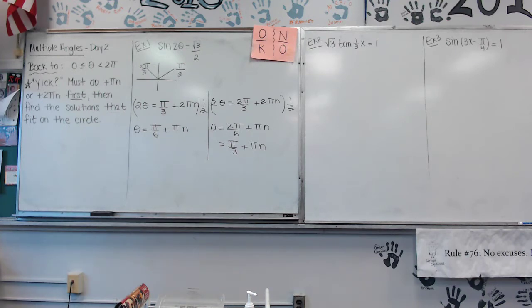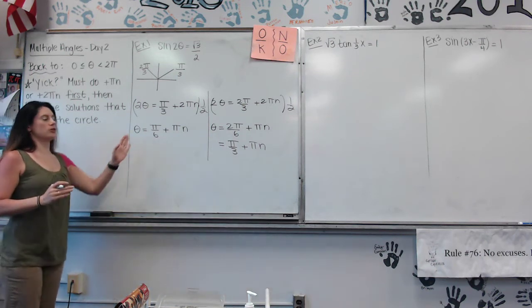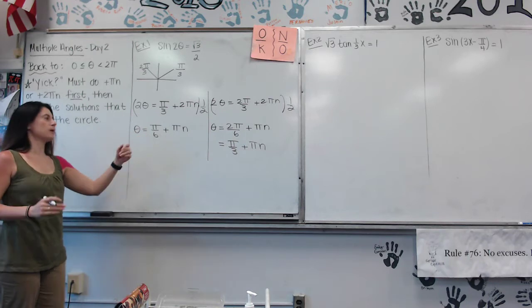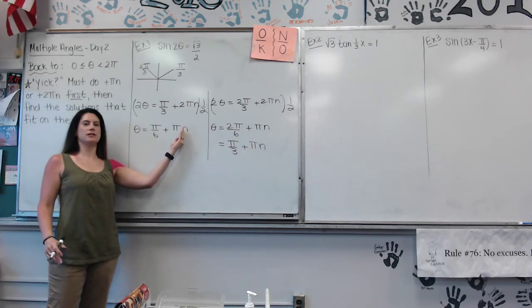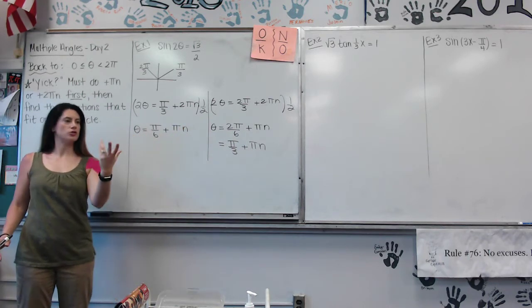Okay, now what you have to do is you have to find the ones of these answers, because these are all of the answers in creation. You have to find which of these actually fit on the unit circle. So your first answer is always the angle that's starting the problem. And then what you're going to do is you're going to add different n values. N is 1, n is 2, n is 3.